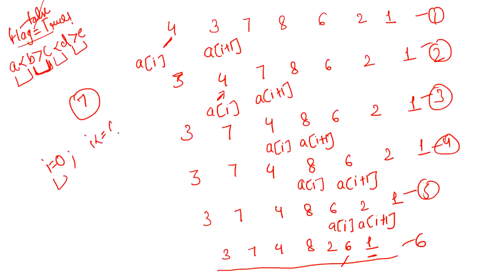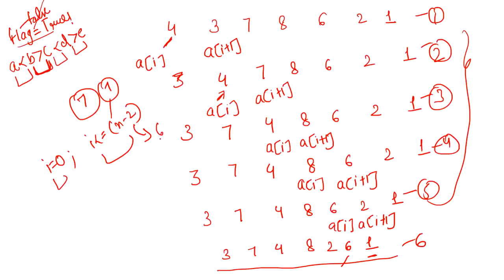we have to go through up to n minus 2, right? Because see, 6 steps are covered here. N is showing the number of elements. So 7 minus 2, it means we are covering the 6 passes. Okay, so I hope the approach is clear to all of you. Let's see the implementation now.